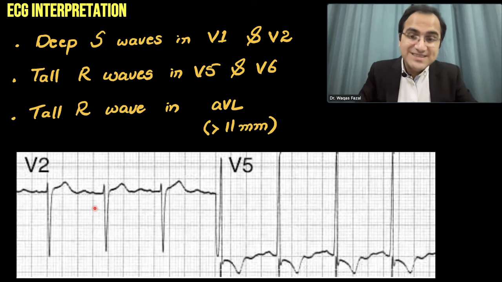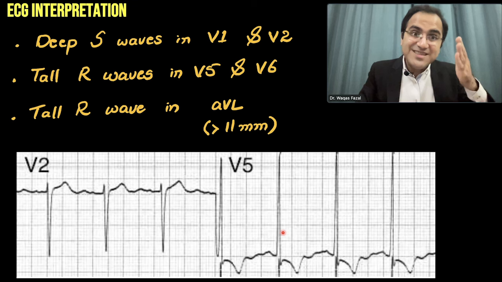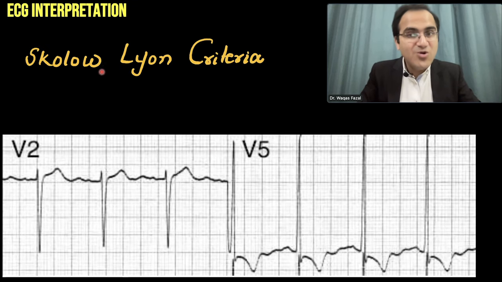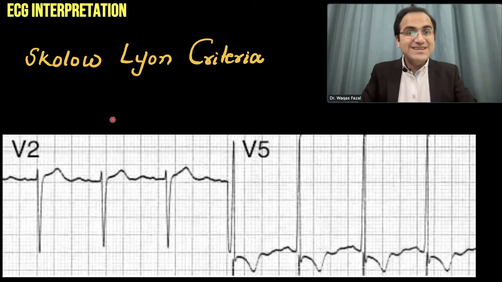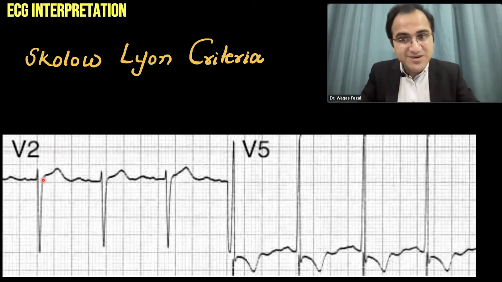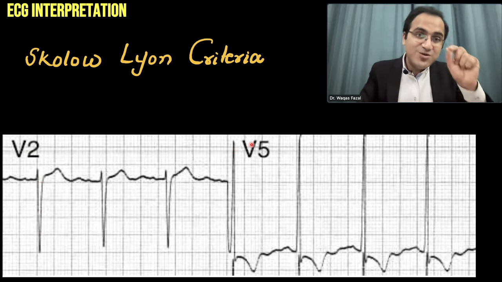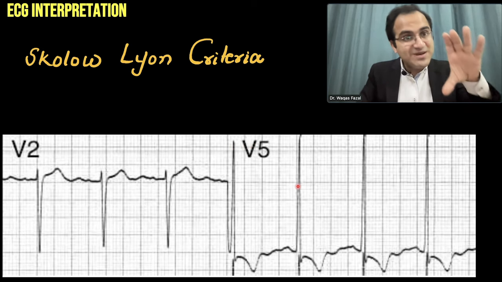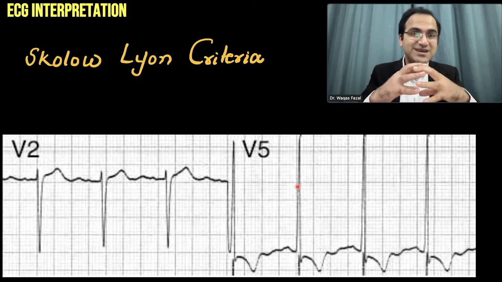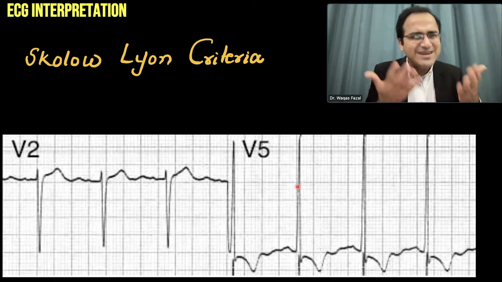Now, how will you know whether this S wave is deep or not, and whether the R wave in V5 and V6 is tall or not? To find that out, we have a criteria called the Sokolow-Lyon criteria. It's a very easy criteria. Don't fear the name. Basically, you look at V1 and V2 and find the deepest S wave and measure its size in millimeters. Then you go to V5 and V6, look for the tallest R wave and measure its size. Then you add them up, and if the sum is greater than 35, that shows left ventricular hypertrophy. That is so simple.